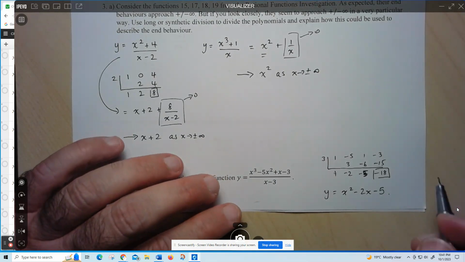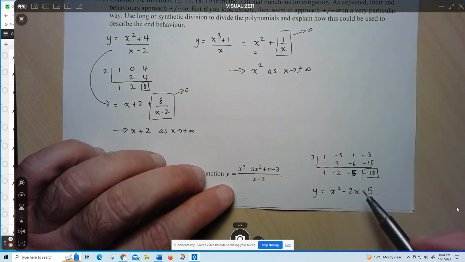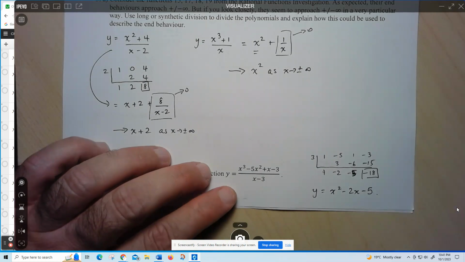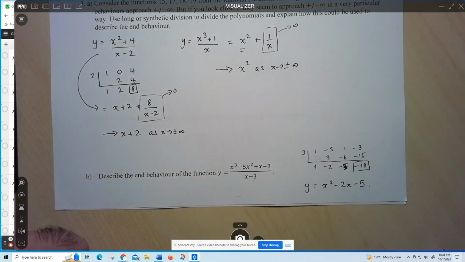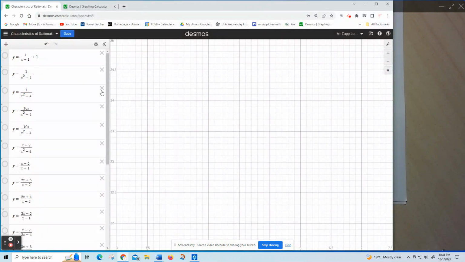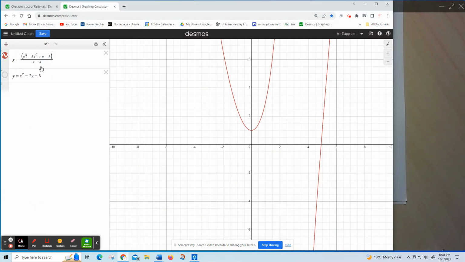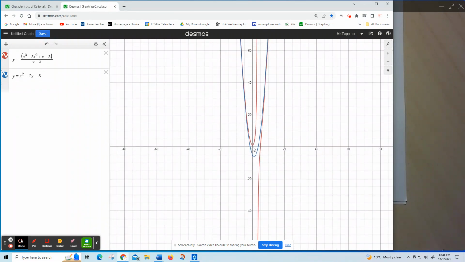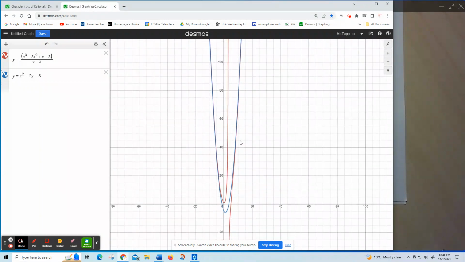Okay, and what we seem to be claiming is that this is going to be what the function is going to approach as x gets very big or very small. So let's go have a look. So here's the function, and now let's graph the parabola we got, and maybe we don't see it here, but again, if we zoom out, we start to see that this function is getting closer and closer to that parabola.